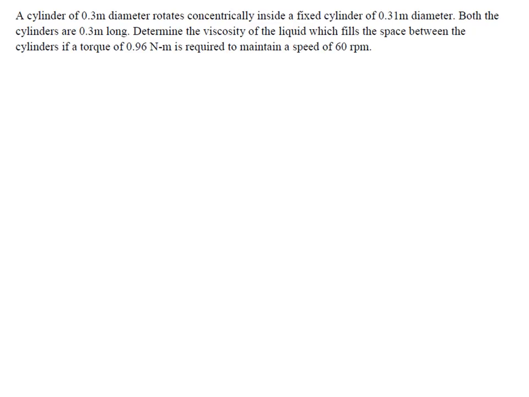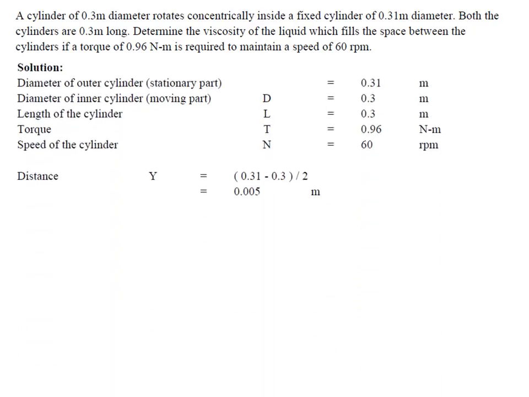Now the external torque is given as 0.96 newton meters. The diameter of the stationary part, the outer cylinder, is 0.31 meters. The diameter of the inner cylinder, the moving part, is D, which is 0.3 meters. The length of the cylinder is 0.3 meters. Torque is 0.96. The speed of the cylinder is 60 rpm. Now I can find the distance y, which is 0.31 minus 0.3 divided by 2, which is 0.005 meters. This is the gap I am trying to find, which is y.